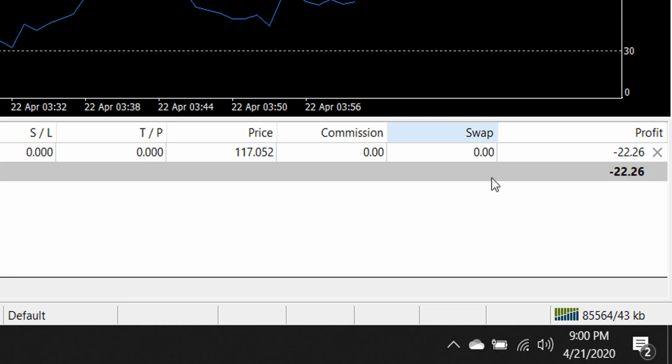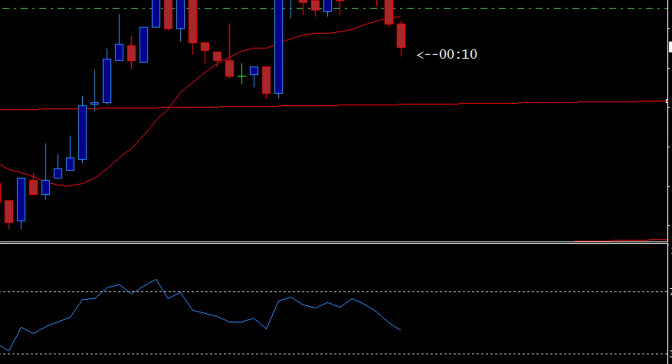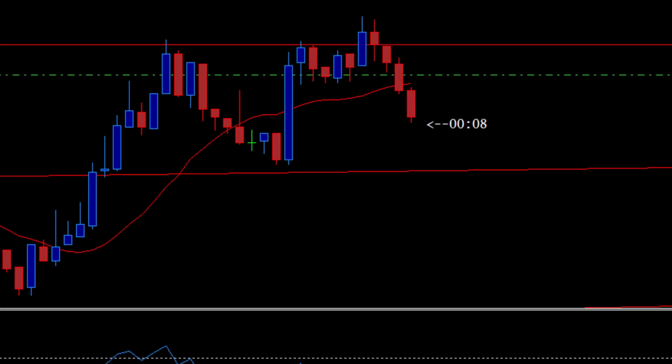All right, it's 9 o'clock. So we're negative $22 right now. I'm going to pause it and let's see what it does. Okay, the time is now 9:04, and we're getting ready to get close to our striking zone. You guys see, we're getting close to our striking zone.